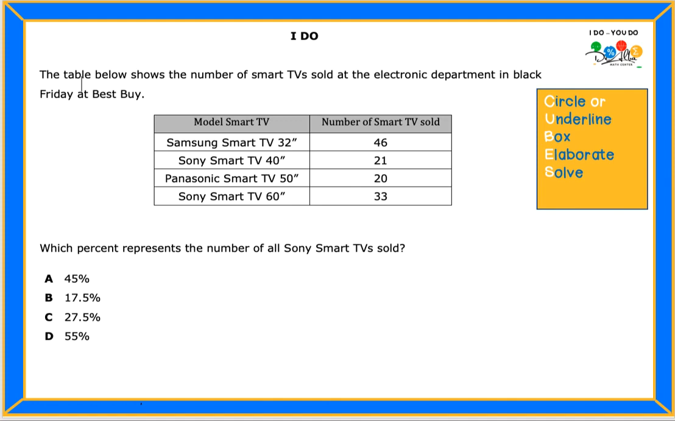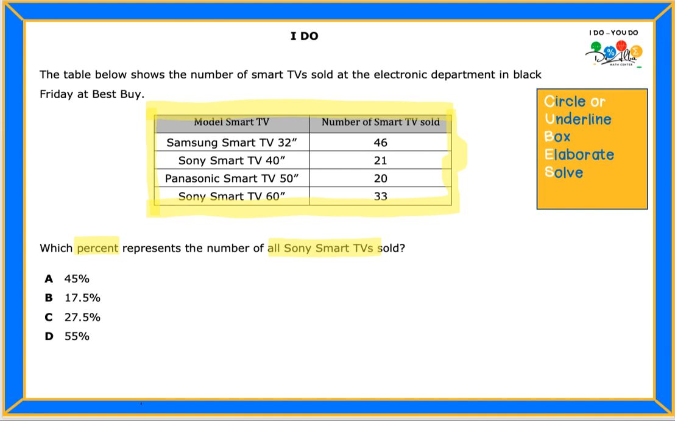Okay, good. I'm going to circle or underline. In my case, I'm going to highlight. In the first sentences I don't have any description, and it doesn't really have any number. Then all the table is important, so I'm just going to highlight the whole table. Then depending on the question, that's what I'm going to focus on. On my question, they want to know the percent for the number of all the Sony smart TVs.